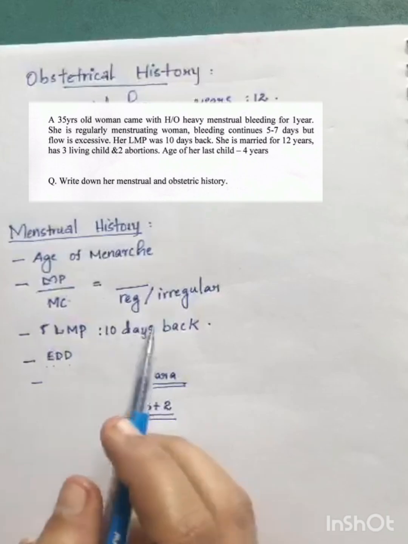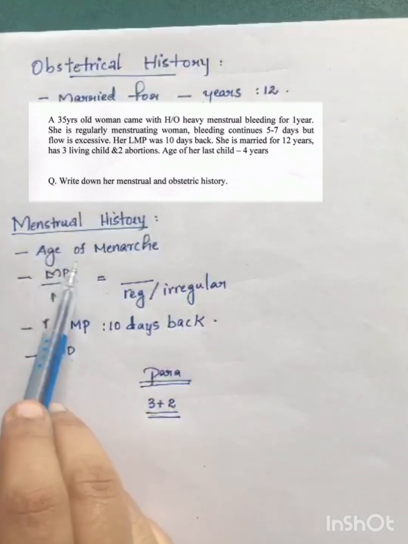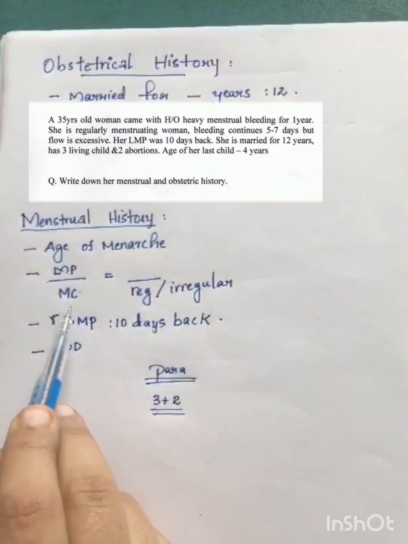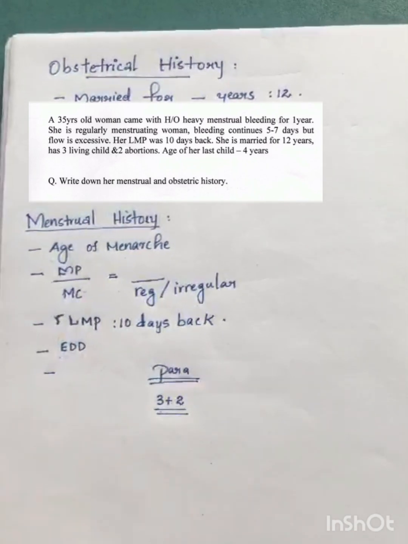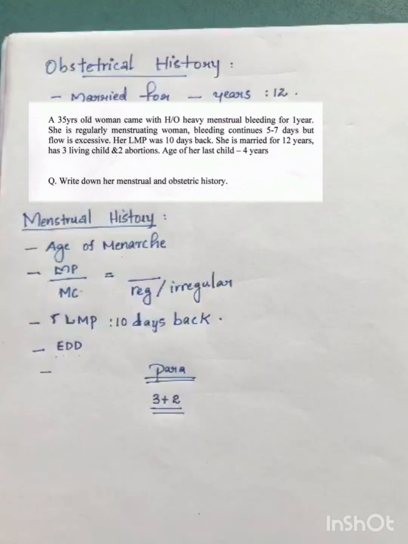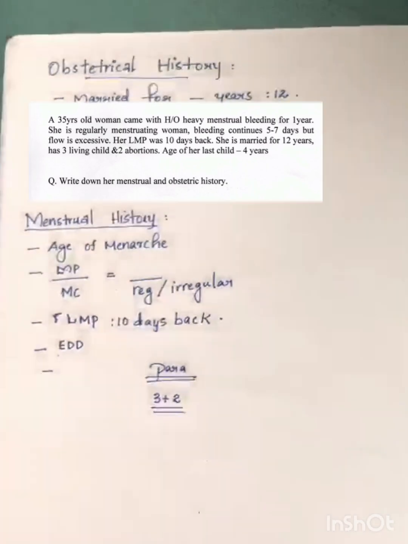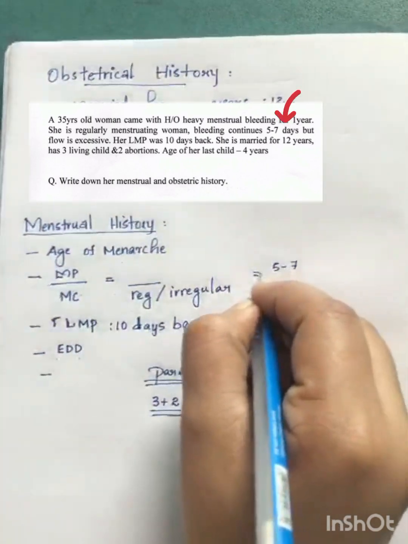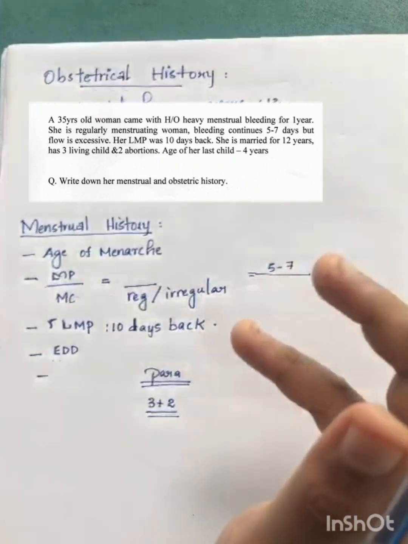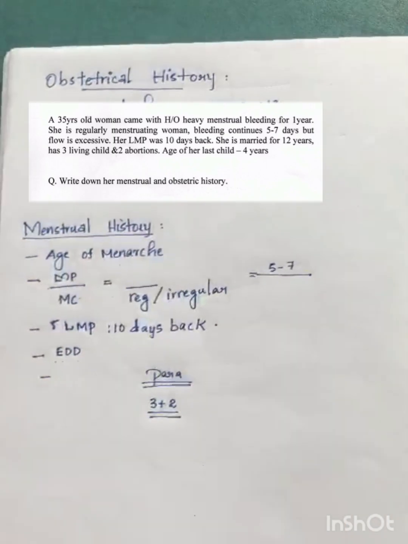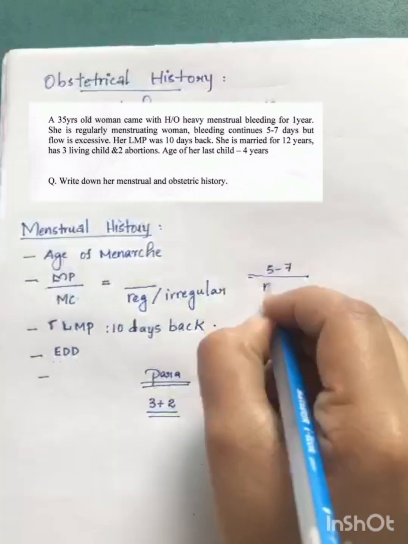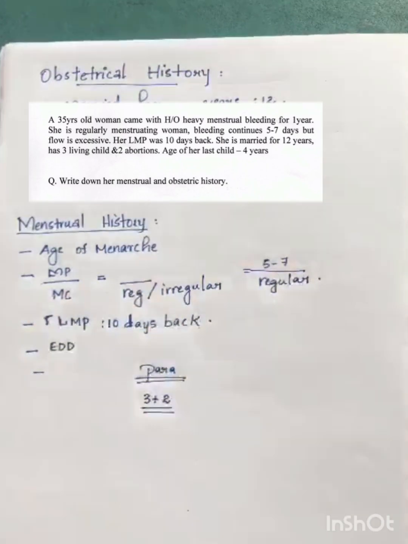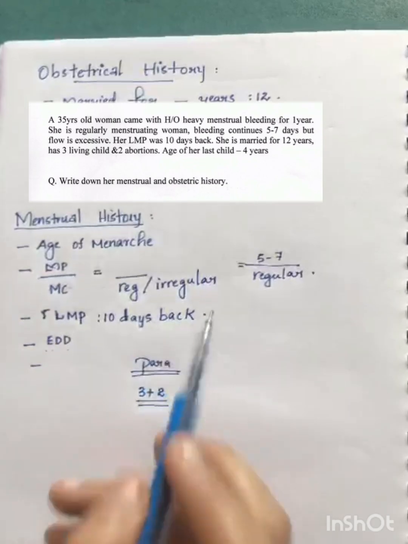Now comes the menstrual history. According to this, the age of menarche is not mentioned in the question. Next is the menstrual period and menstrual cycle. Here in the question, it is said that bleeding continues 5 to 7 days. So the menstrual period is 5 to 7 days. And the menstrual cycle is regular, as it is told she is a regularly menstruating woman. Last menstrual period, it is told, was 10 days back.